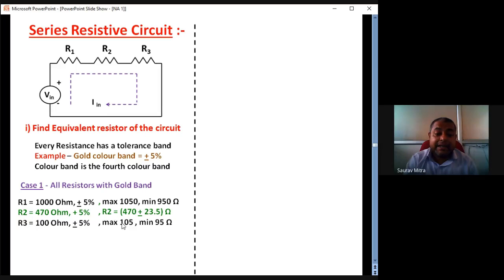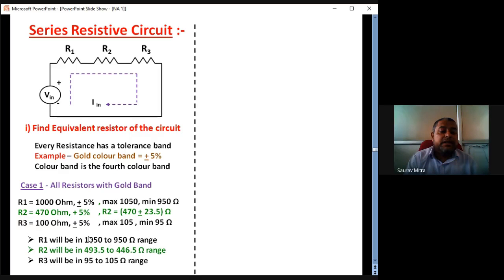So these are the practical values of resistances and these are the theoretical values of resistances. In the current and power calculation you have to do two sets of values: one is the theoretical value and one is the practical value. How can you get the practical value? Just by measuring all these resistances by means of ohm meter at the starting of the practical. So R1 will be in the range of 950 to 1050, R2 will be in the range of 446.5 up to 493.5, and R3 will be in the range of 95 up to 105.